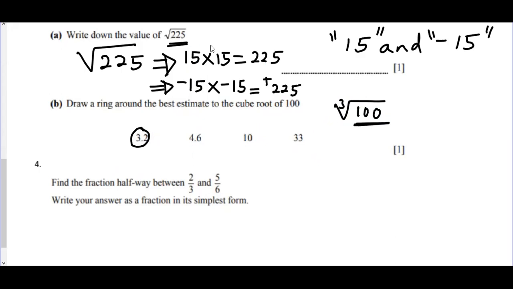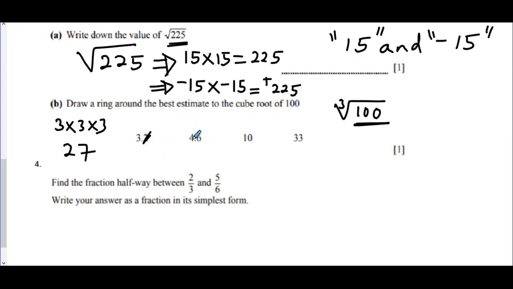Okay? So what I'm going to do is ignore the decimal point, and you're going to have 3. Now take this 3 times 3 times 3 and see if you get 100 or something closer to 100. This gives you 27. So 3.2 is very less.